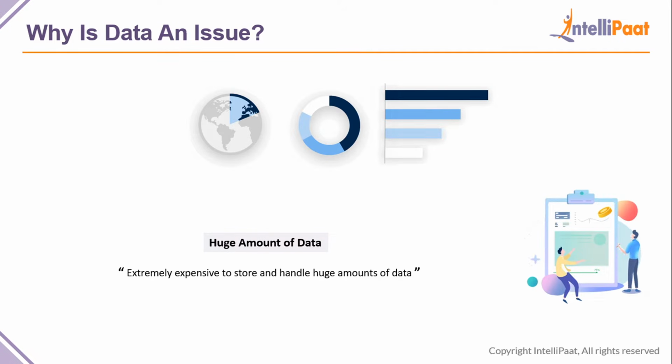You might be wondering why data is an issue in today's world. I am going to explain that completely in a couple of slides from now, but here it is in a gist, guys. The first point is that huge amounts of data are the reason data is a problem today. Imagine buying a 500 gigabyte external hard drive, or even a 256 gigabyte memory card, for example. Storing data is actually expensive in today's world, right?